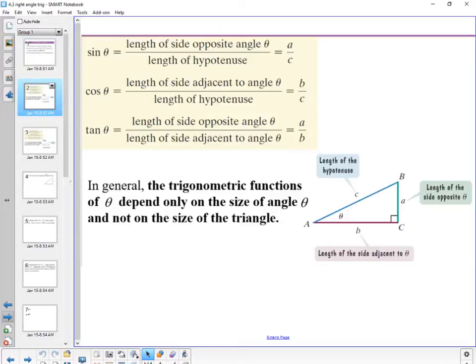Let's move on. So, this is just definitions. Sine, cosine, tangent. Sine is opposite over hypotenuse, right? Cosine is adjacent over hypotenuse. Tangent is opposite over adjacent. Hopefully, you should know these already. If you don't, work on those.